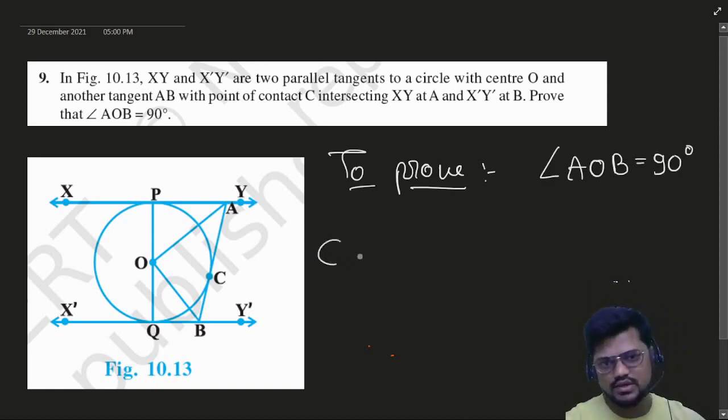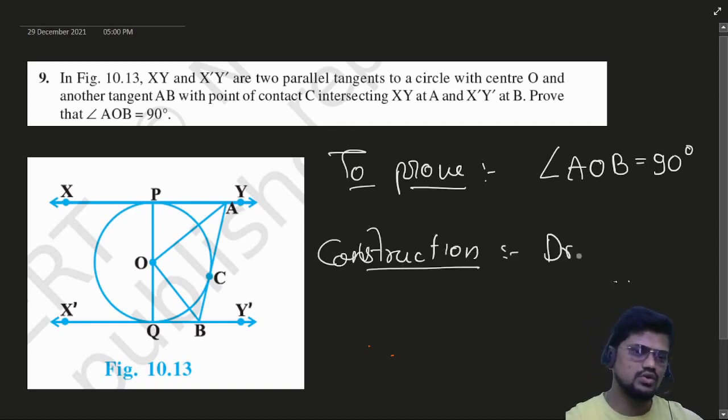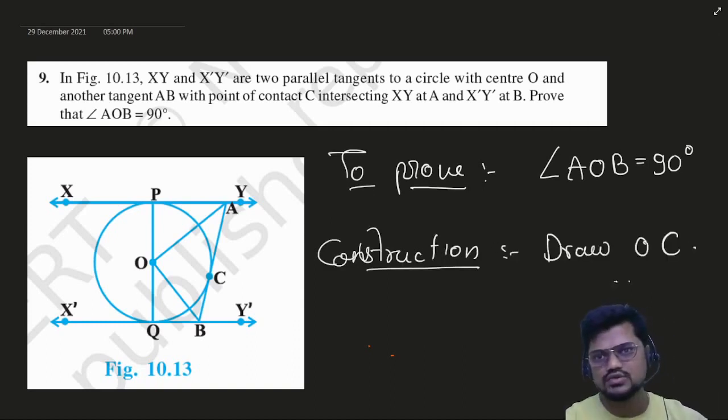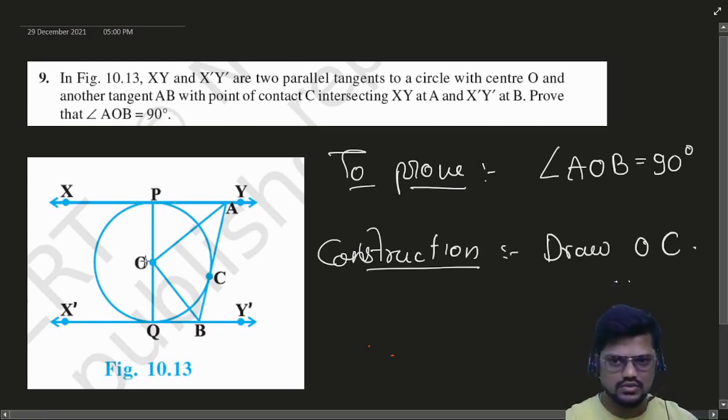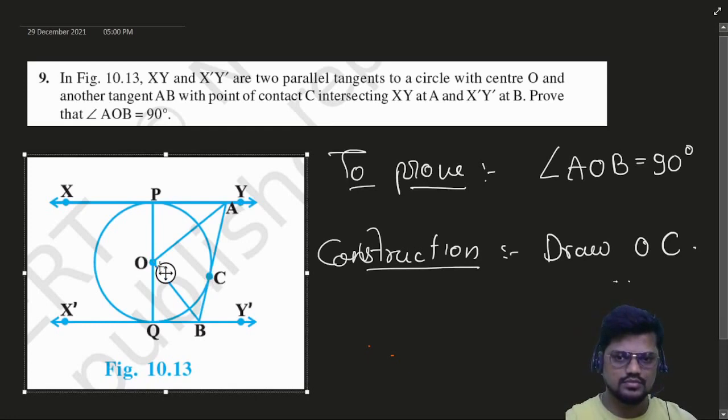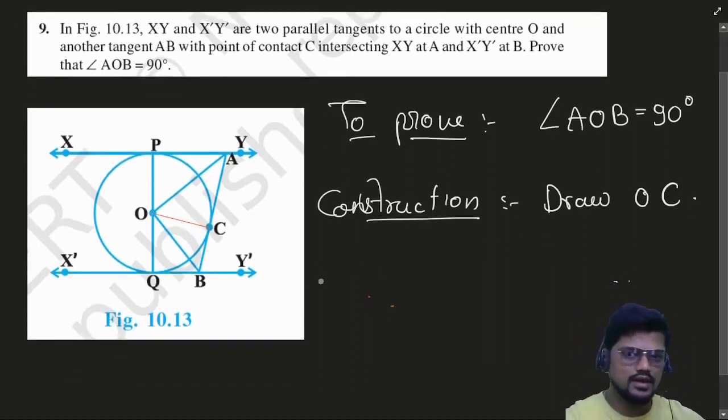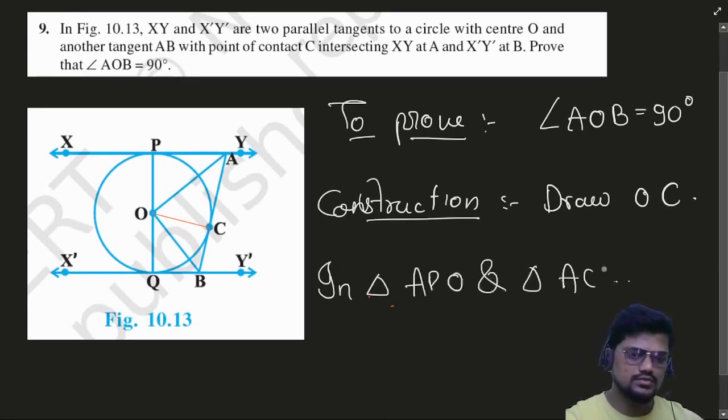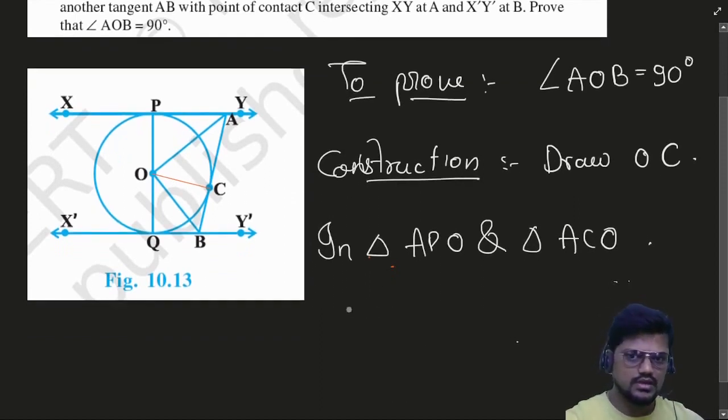So let's do some construction over here. The construction is to draw OC. Once I draw this OC, now what can I say? In triangle APO and triangle ACO, AP is equal to AC, again for the same reason: tangents from the same external point are equal. OA is equal to OA, that is common.